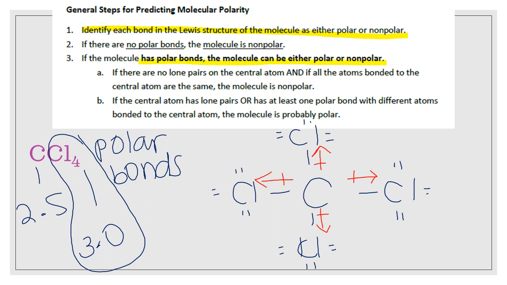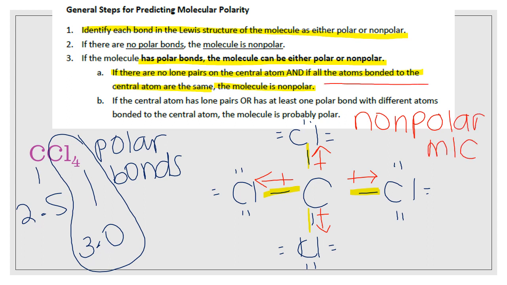Let's look at A. If there are no lone pairs on the central atom, well, there's not any lone pairs on my central atom, it's only got bonds, so that's true. And if all of the atoms bonded to the central atom are the same. Well, in this case, carbon's only bonded to chlorine. It's all chlorine around it, so that's true. The molecule is nonpolar. So this is a nonpolar molecule because my center atom does not have any lone pairs and all of the atoms bonded to the center atom are the same thing. They're all chlorine.